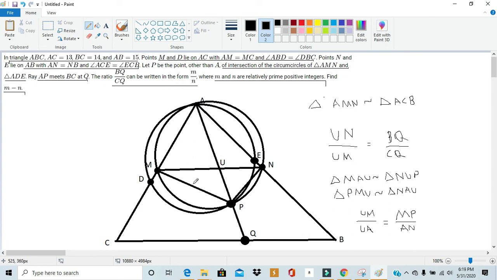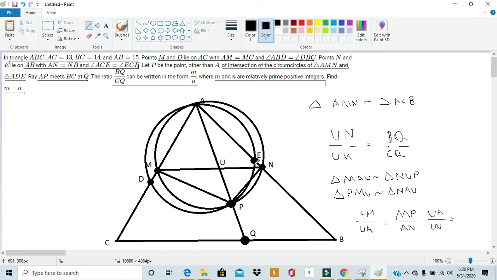Using another similarity relationship between triangles MAU and PNU, we can exploit AU again to solve for UM over UN by finding that AU divided by UN is equal to AM over NP. So we can write that as UA divided by UN is equal to MA over NP.